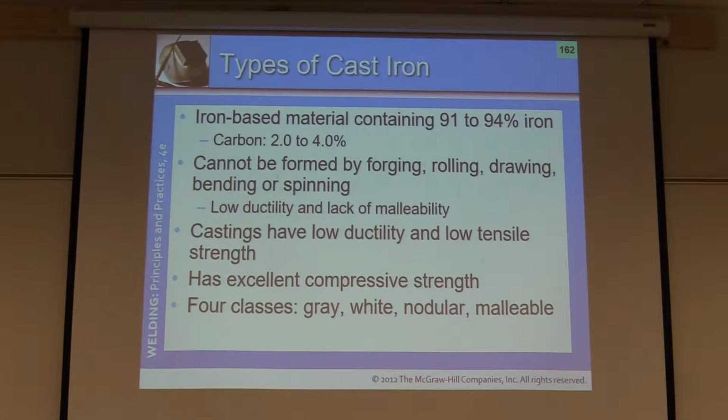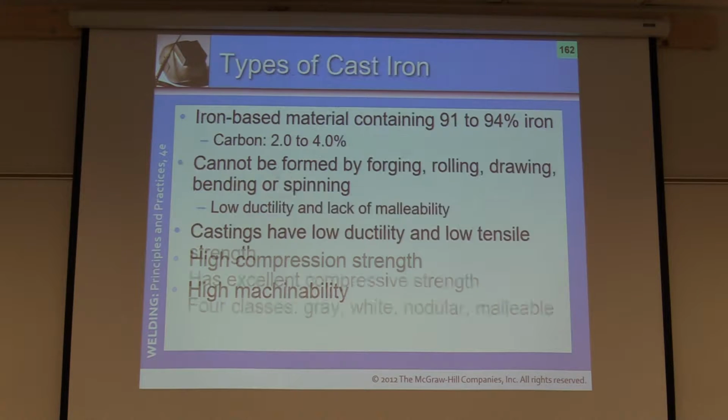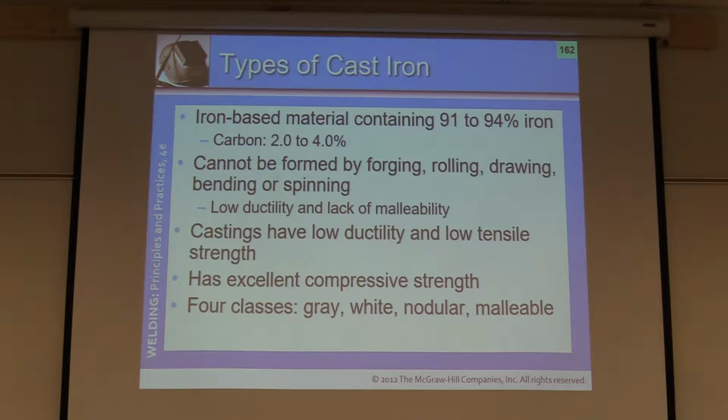Types of cast iron. Trying to figure out where in our book we are. Sorry, we're on page 97. Page 97 talks about the different types of cast irons. Okay, the next couple pages go through it. We're going to flip to page 100 in the book, and I want you to highlight each one of the different types of cast iron.